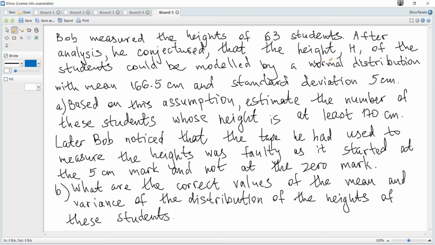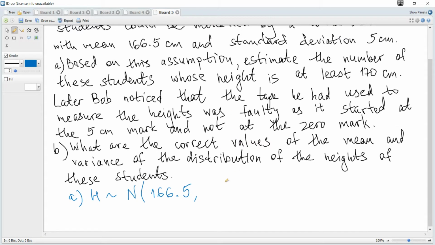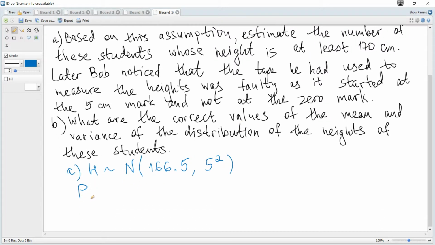A random variable h, the height of the students, is distributed normally with parameters: mean 166.5, and here must be variance. Variance is standard deviation squared, so we write 5 squared. And let's find the probability that the height of one student is at least 170 centimeters. So let's find the probability that x is greater or equal than 170.